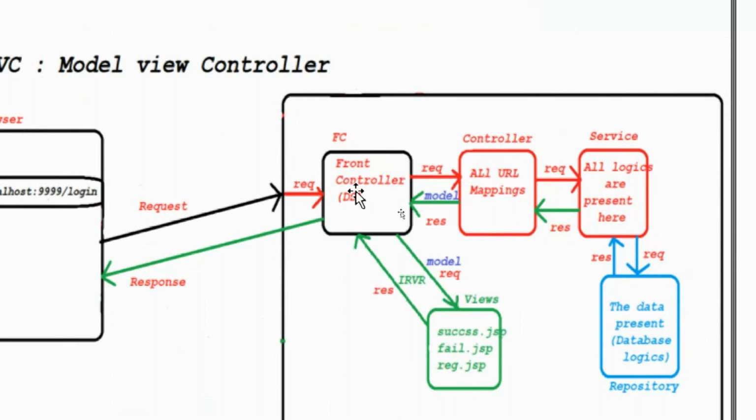That is one class. What is the other class? Internal resource view resolver. Why this class? To identify the particular JSP name. That is all. This is also a big diagram, right?